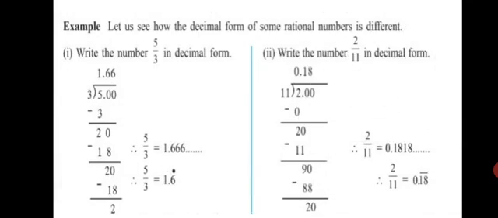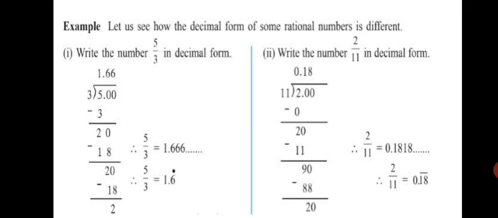Now let's have a look at these examples. Let us see how the decimal form of some rational numbers is different. Write the number 5 upon 3 in decimal form. So simple, we start. We write 5 as the dividend and 3 as divisor and we divide.